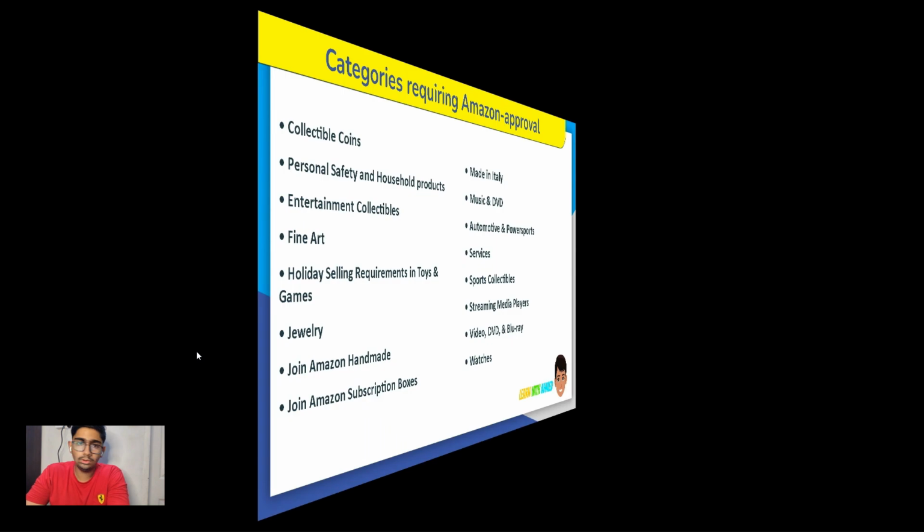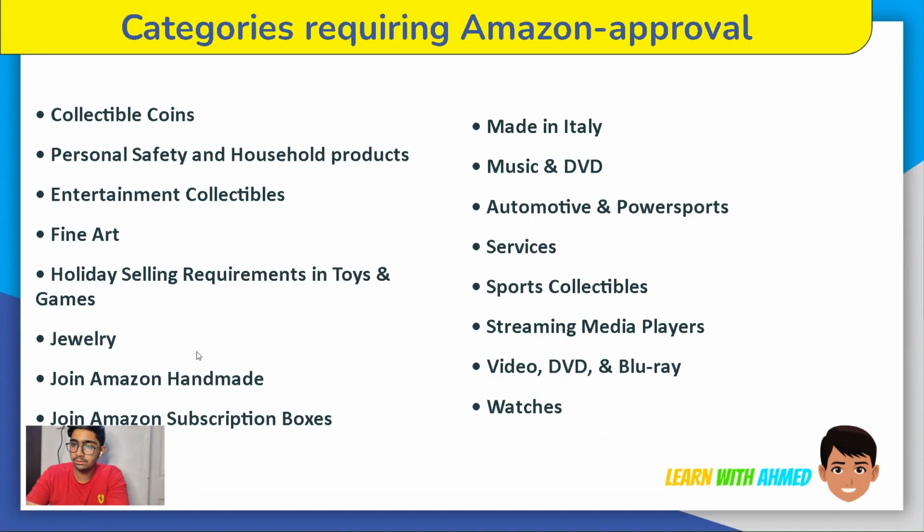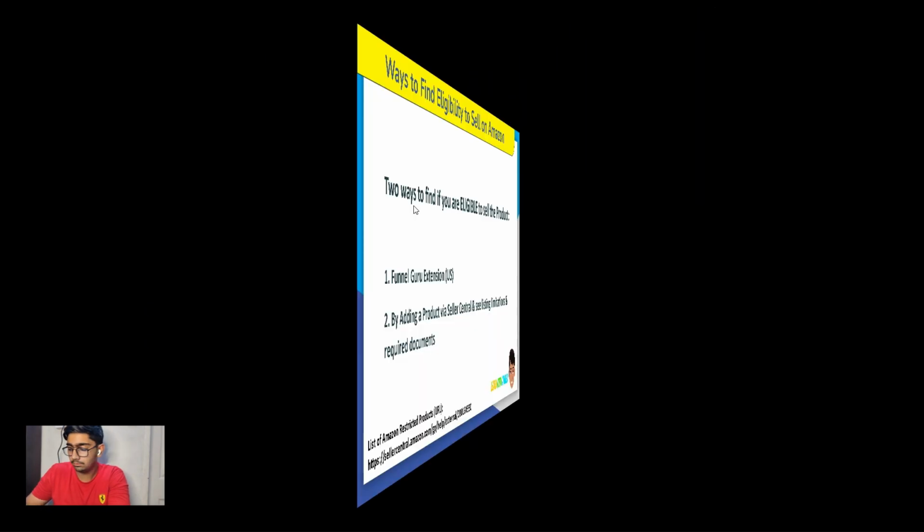So now let's talk about gated categories. Gated categories are the categories requiring Amazon approval. So categories like made in Italy, collectible coins, personal safety and household products, entertainment collectibles, fine art, watches, video, DVD, Blu-ray, sports collectibles, automotive and power, music and DVD, jewelry. These are a few categories that require approval from Amazon.